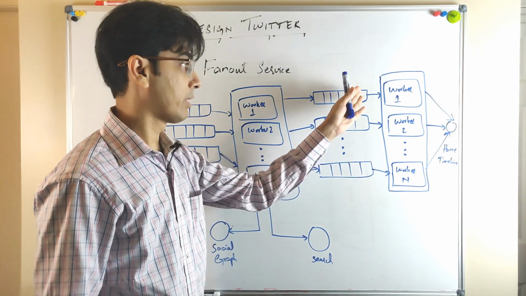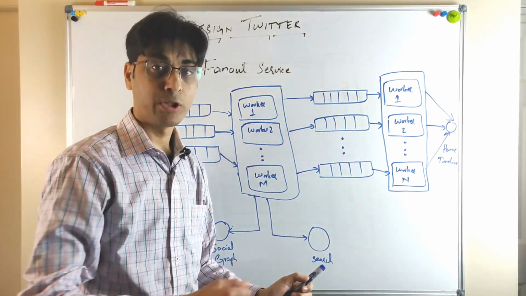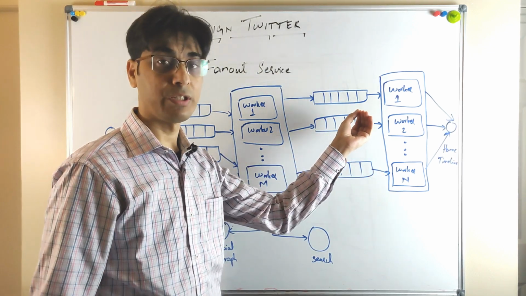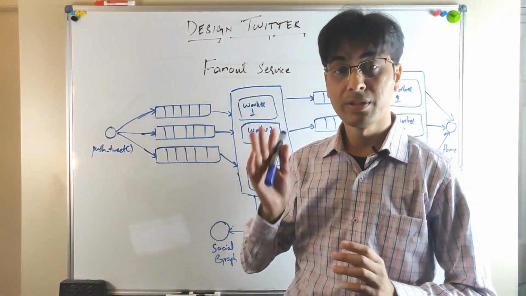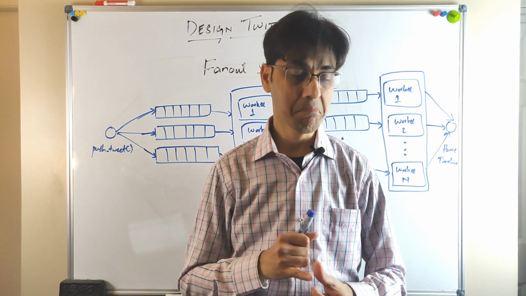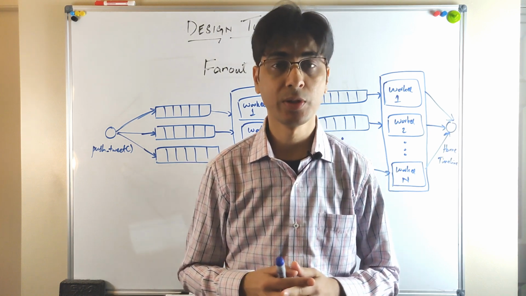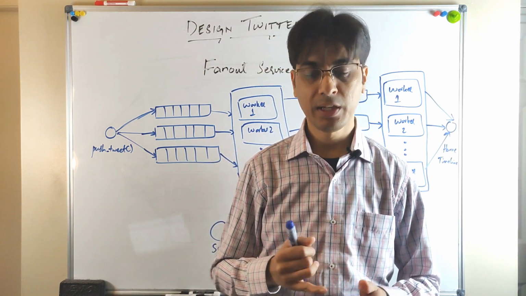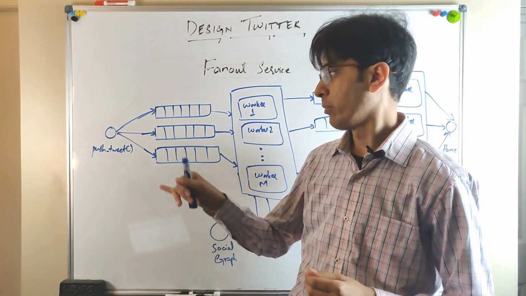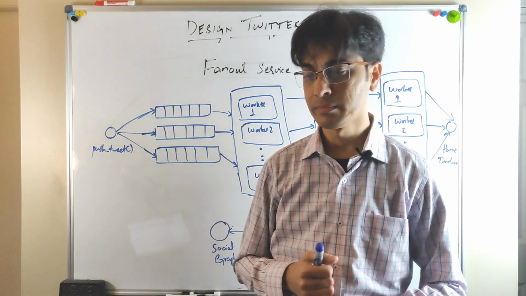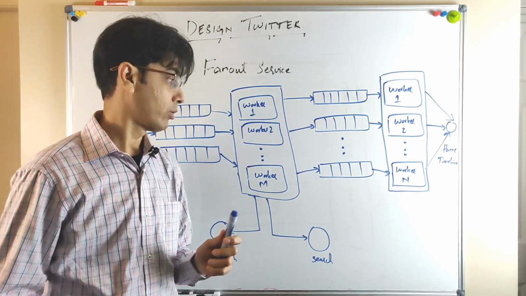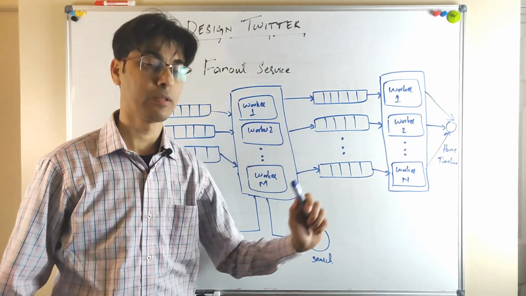These workers process the messages in these distributed queues and then forward those messages to the home timeline service. So these two sets of distributed queues can always start with a minimum of, let's say, 3 distributed queues, and then we can always increase the number of distributed queues based on the load on the Twitter service. Also, if needed, we can always increase these worker agents as well.